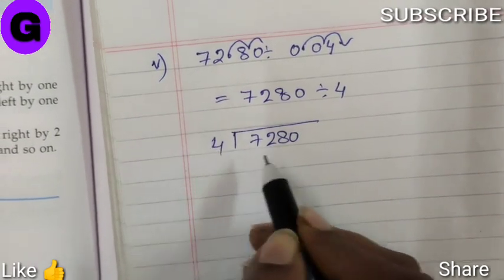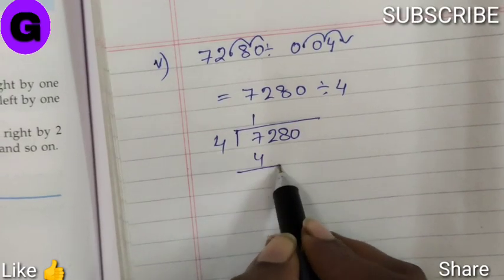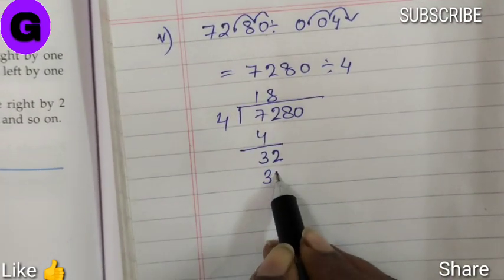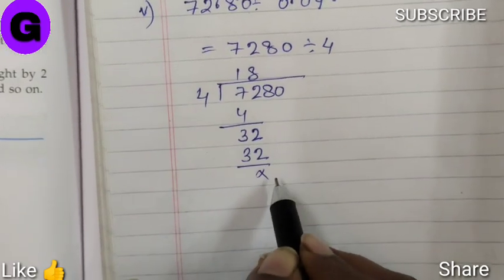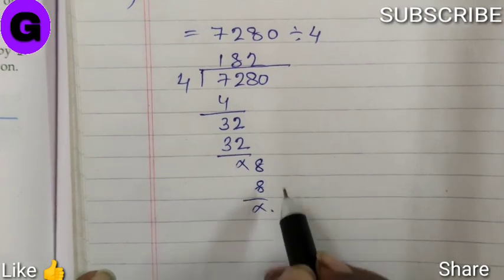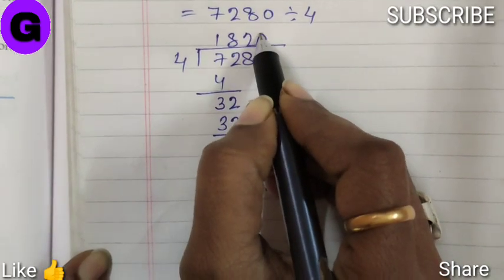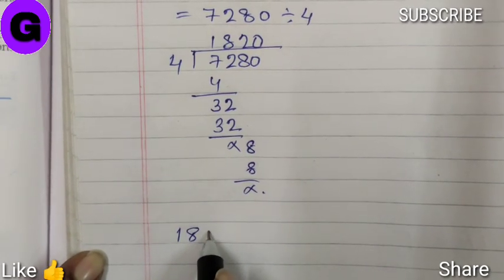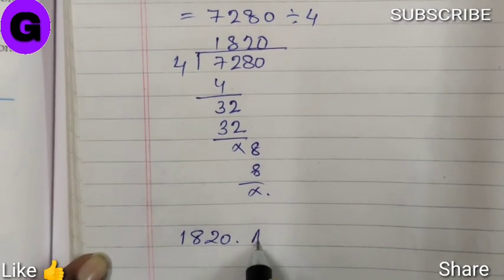So now let us arrange this. 7280 divided by 4. 4 ones are 4. 3, 2. 4 8s are 32. Nothing here. We'll bring down 8. 4 2s are 8. Nothing here. And 0 we will copy up. So the final answer is 1820.